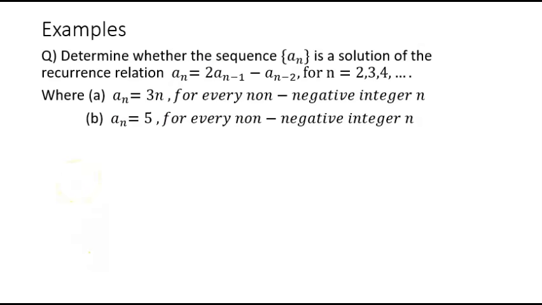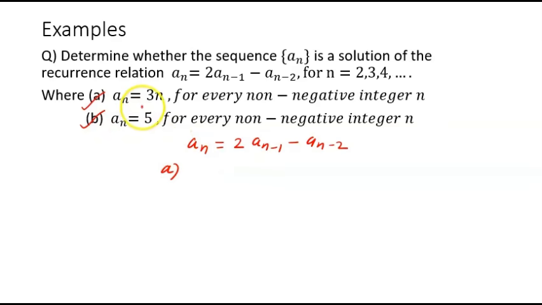If I look at this example given here, they are asking me to determine whether the sequence a_n, which is given in two parts A and B, is a solution of the recurrence relation, that is a_n is equal to 2 times a_(n-1) minus a_(n-2). Now let us look at them one by one.